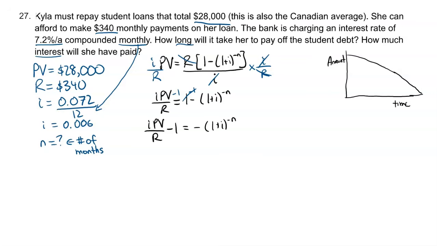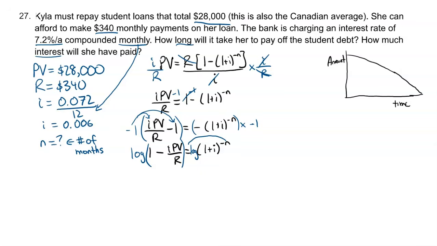We're getting closer to rearranging for negative n here. But before we do that, we have to multiply by negative 1 to make that positive. And then whatever you do to one side, you have to do to the other. So we're going to multiply the negative 1 in, which is effectively going to make the 1 positive and the I PV over R negative. So we could write that in the opposite order as 1 minus I PV over R. And then we have (1 plus I) to the negative n. Now, in order to solve this, the only way to do this is using some type of logarithm. And so we're just going to use a basic logarithm. And if we take the log of the left side, we have to do the same thing to the other side. And what that logarithm does, without knowing more about logarithms, is it effectively just brings the exponent out front.